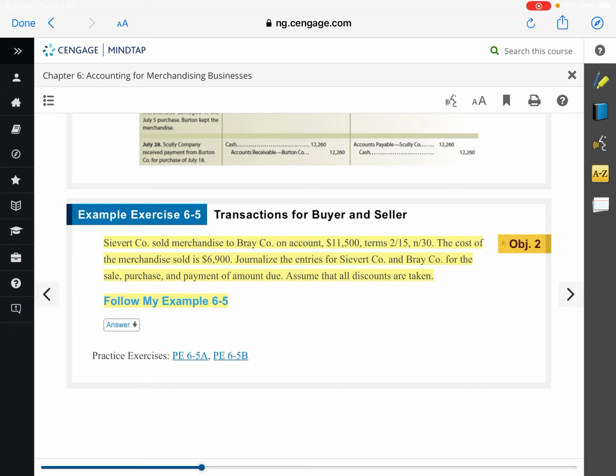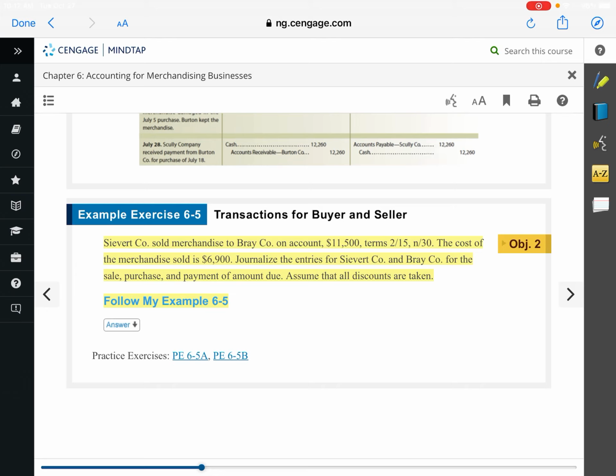Okay. So this company sold merchandise to Bray Company on account for $11,500. Terms, a 2% discount if paid within 15 days. If that's not acted on, the net amount is due in 30. Cost of the merchandise sold is $6,900. Journalize the entries for both the seller and the buyer for the sale, purchase, and payment of amount due.